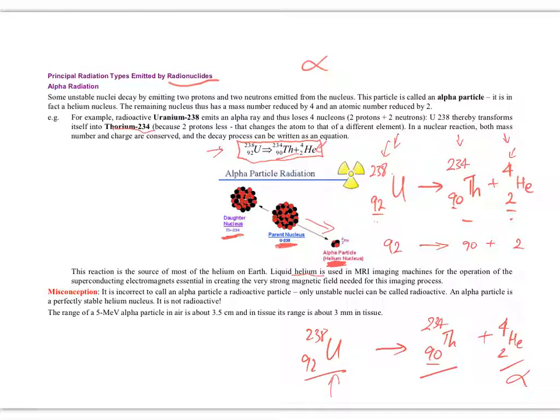Make sure you don't call alpha particles a radioactive particle. The uranium is radioactive. The alpha particle is produced as a side effect of that, and it goes off. It's just a helium nucleus. It's not radioactive, okay?